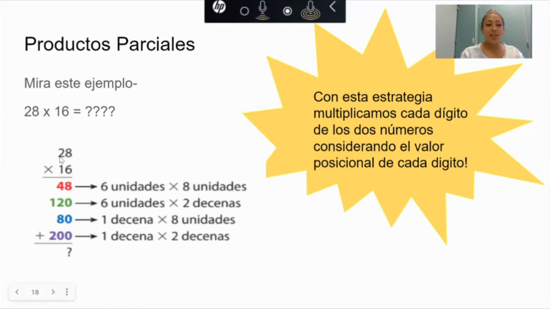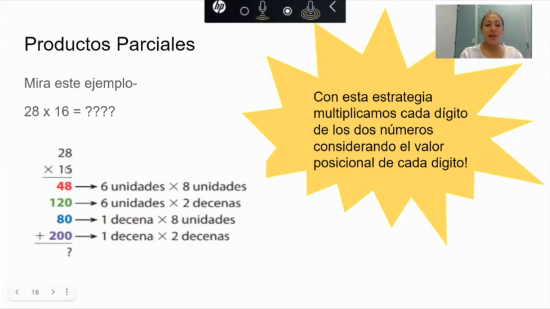Luego me muevo al 2. 6 multiplicado por 2, o como está escrito aquí, 6 unidades multiplicado por 2 decenas. Yo sé que decenas aquí quiere decir lo mismo que 20. Y 6 multiplicado por 2 es 12, más un 0 es 120. Lo escribo debajo de 48.